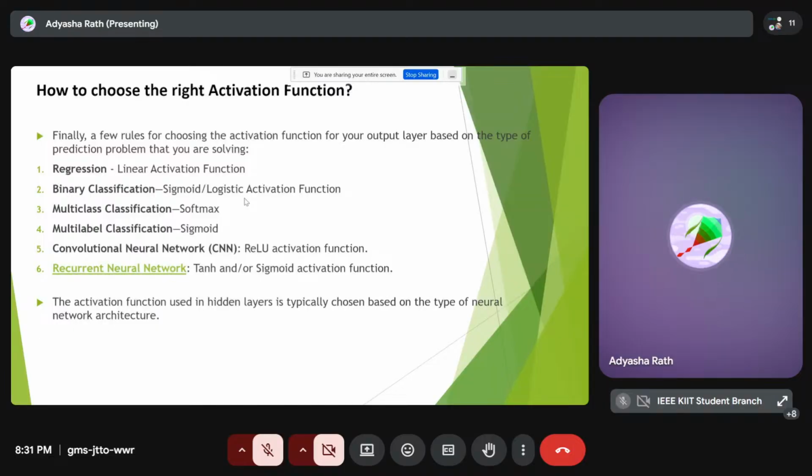And when to use which type of activation function: if you are having regression, then you can use the linear activation function. If you have binary classification, you can use the sigmoid or logistic activation functions. Multi-class, softmax; multi-label, sigmoid; convolutional neural network, ReLU activation function; recurrent neural network, tanh or sigmoid activation function.